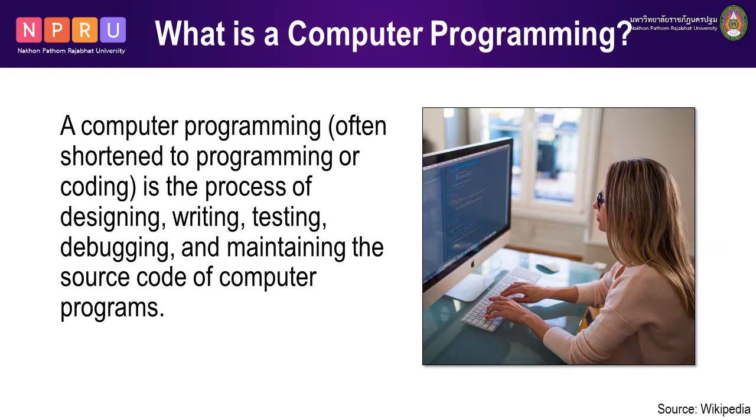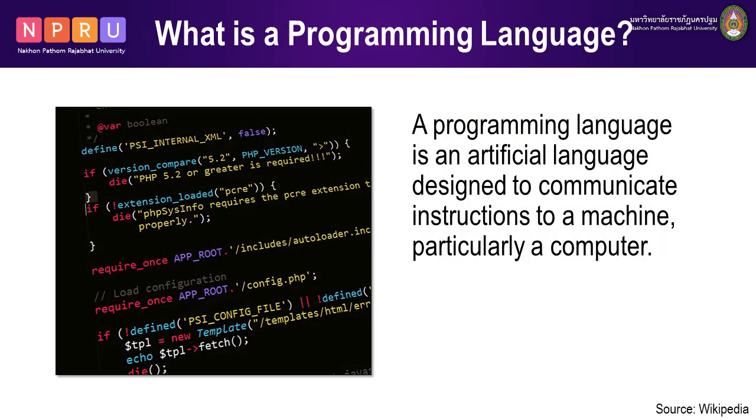What is a computer programming? A computer programming, often called programming or coding, is the process of designing, writing, testing, debugging, and maintaining the source code of computer programs. What is a programming language? Programming language is an artificial language designed to communicate instructions to a machine, particularly for a computer.